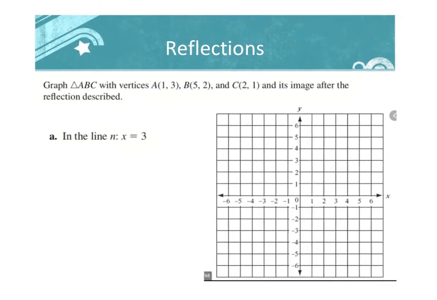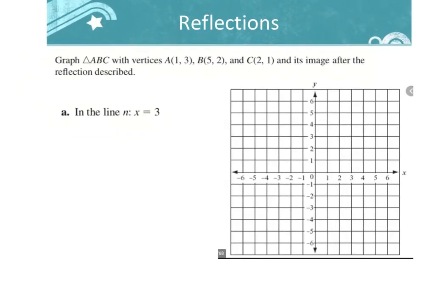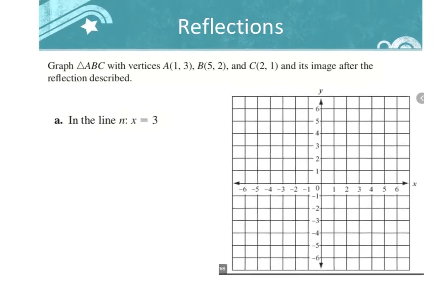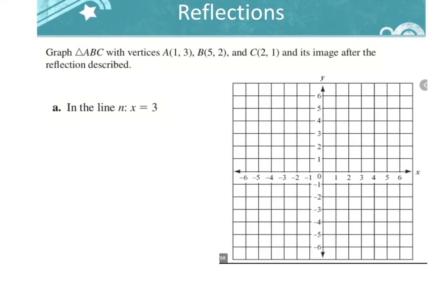Okay, let's try some reflections, and they're easier than they kind of seemed in the last portion. So let's graph triangle ABC with vertices A at (1, 3), B at (5, 2), and C at (2, 1). So A is going to be at (1, 3). That's over 1 on the x-axis, and up 3. That's going to be right here. This will be A. Remember, your first coordinate is how much you move horizontally, in the x direction, and your second coordinate is how much you move vertically, in the y direction. So (1, 3) would be over 1, up 3.